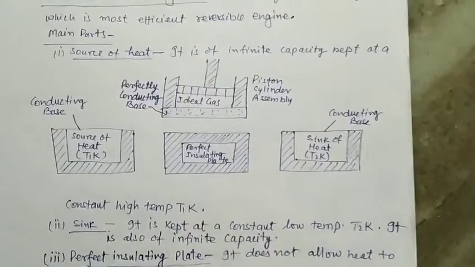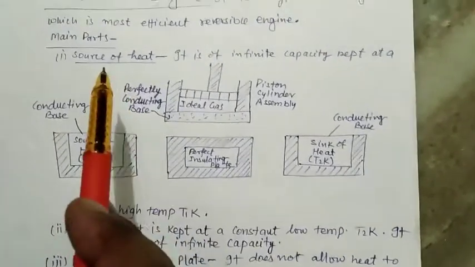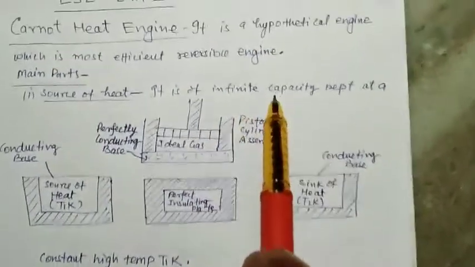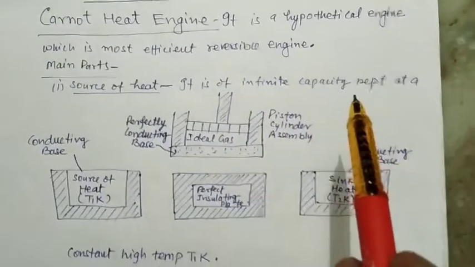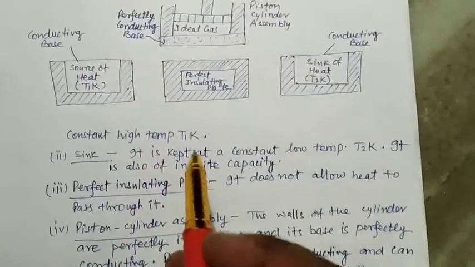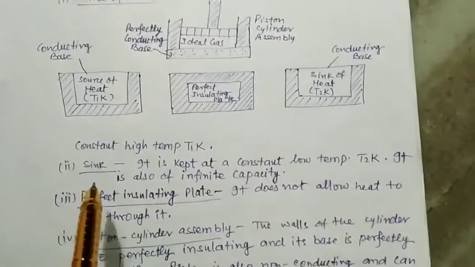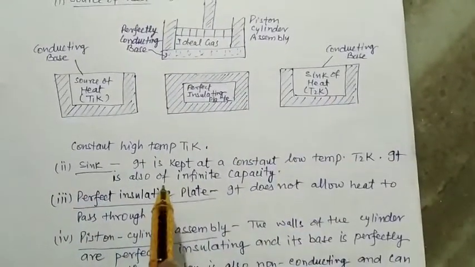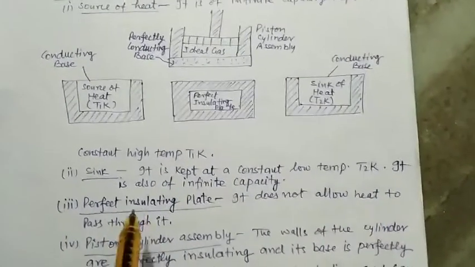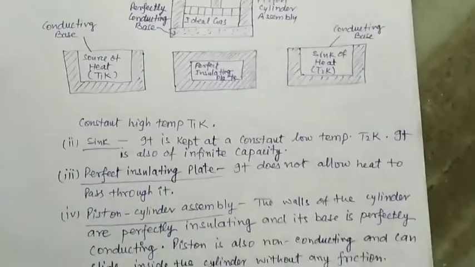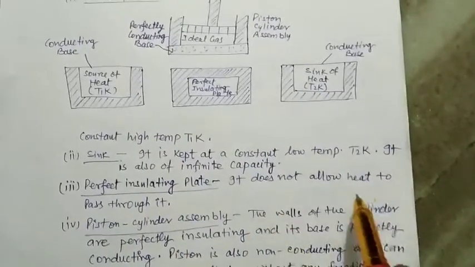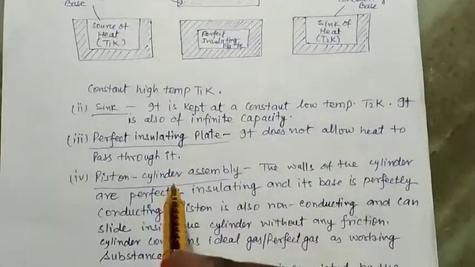First we discuss them, then we will come to the cycle. Number 1, source of heat. It is of infinite capacity, kept at a constant high temperature T1 Kelvin. Number 2, sink. This is the sink. It is kept at a constant low temperature T2 Kelvin. It is also of infinite capacity. Number 3, perfect insulating plate. It does not allow heat to pass through it.